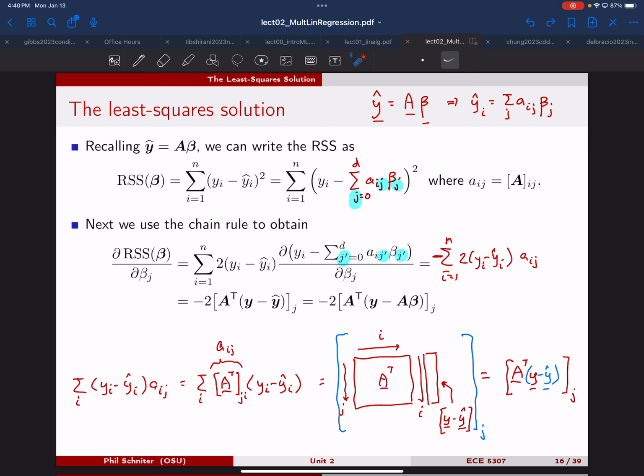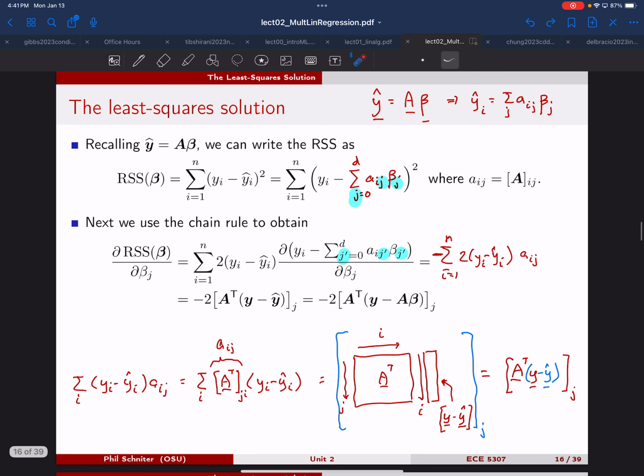And then there's a last step, just to bring it back in terms of the betas. We're going to replace y hat with A times beta. Okay, so to summarize, the jth partial derivative of the RSS is a particular vector where we look at the jth element. Okay, everybody good so far?